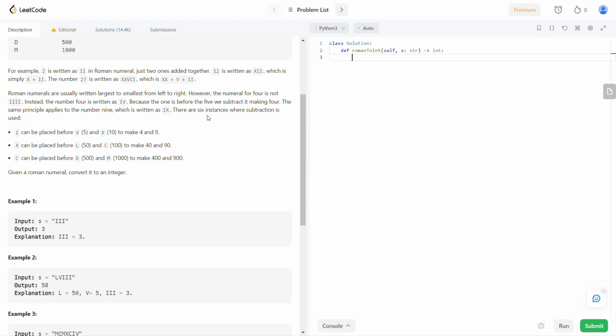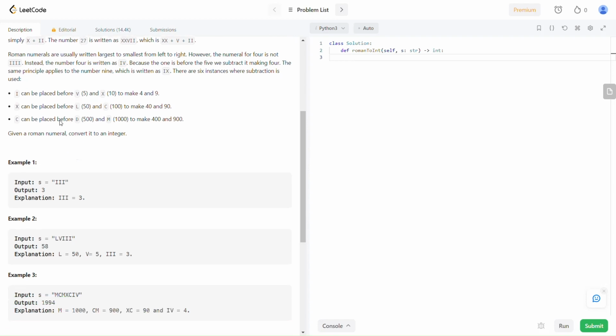There are 6 instances where subtraction is used. I can be placed before V and X to make 4 and 9. X can be placed before L and C to make 40 and 90. C can be placed before D and M to make 400 and 900. Given a Roman numeral, convert it to an integer.